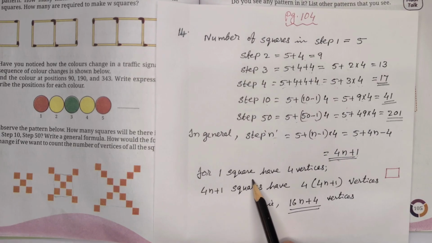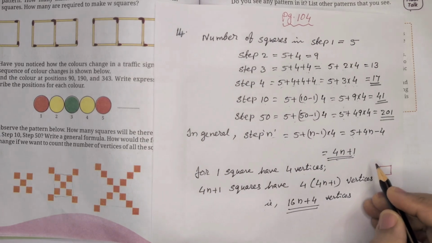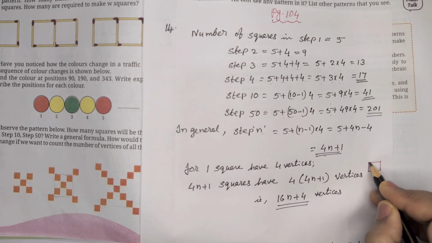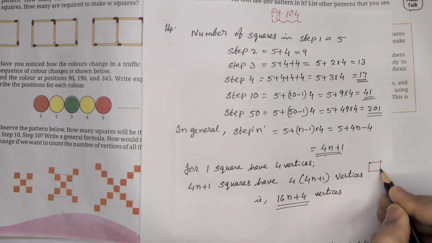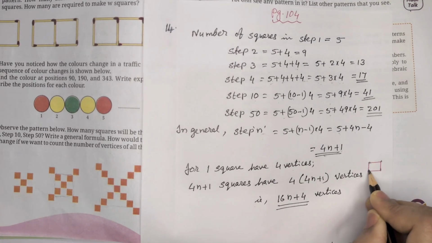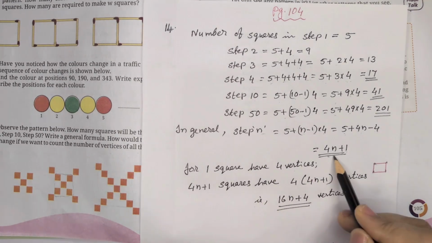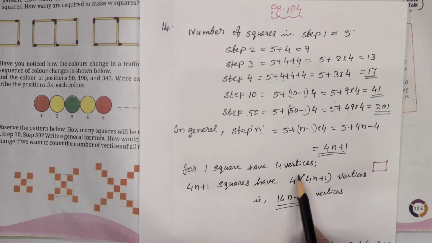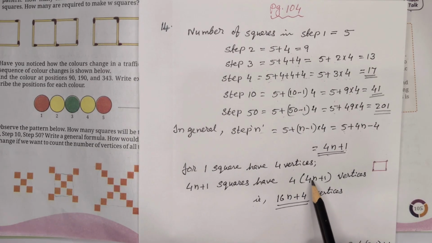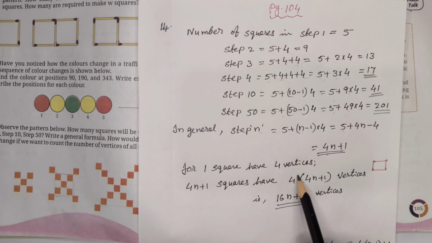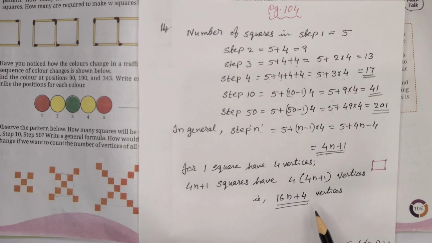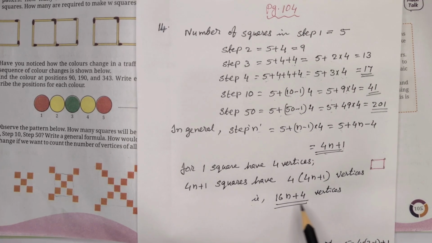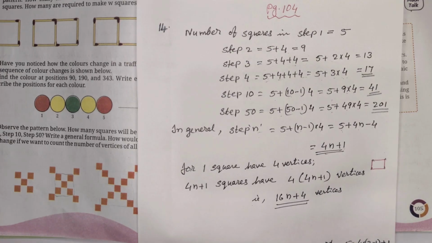Now one square has 4 vertices. We know that the vertices here, corners 1, 2, 3, 4, like that 4 vertices. Then 4n plus 1 squares are there. Total number of vertices, which means 4 into that 4n plus 1. Open the bracket, 4 into 4n, 16n, 4 into 1, 4. So total number of vertices in 4n plus 1 squares is equal to 16n plus 4.